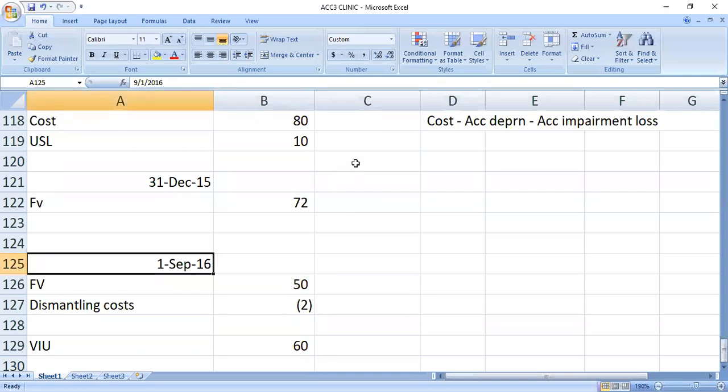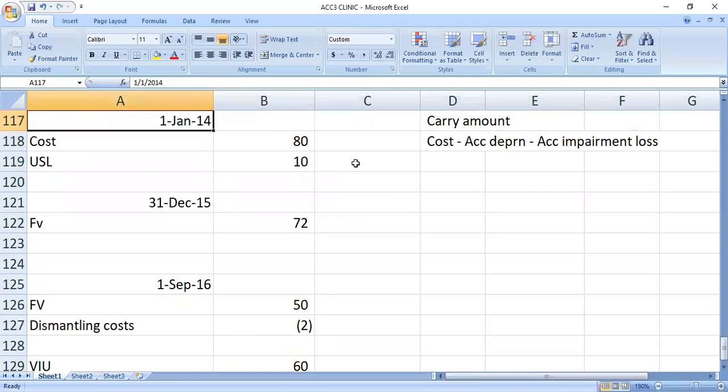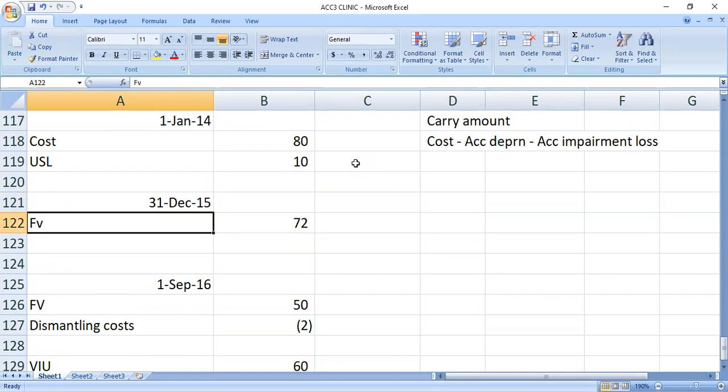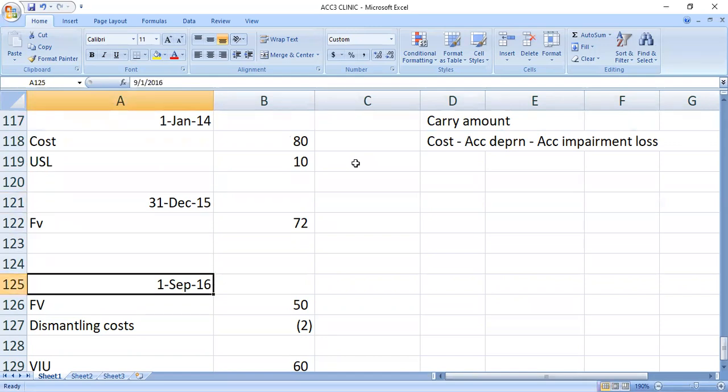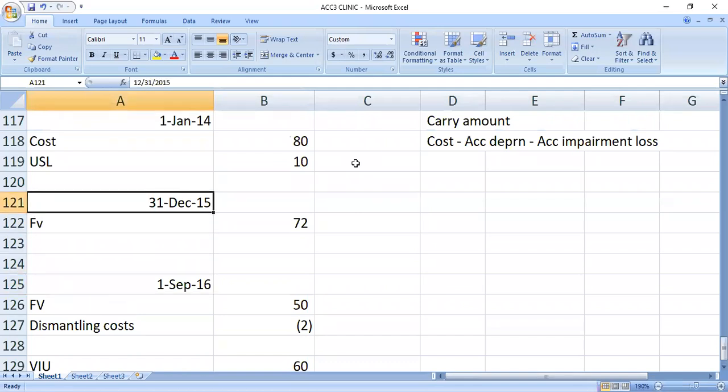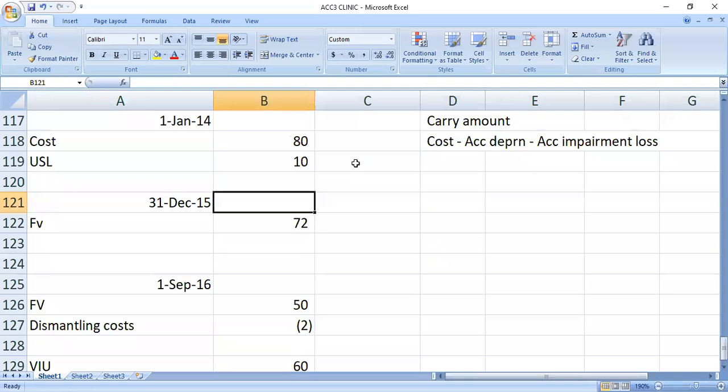So I was still saying that we are going to depreciate. The issue is we now don't count straight to the impairment date, which is 1st September 2016, because we had the revaluation before. So we first go to the extent of the revaluation, and then we continue. So the carrying amount on 31st December 2015, what was it?